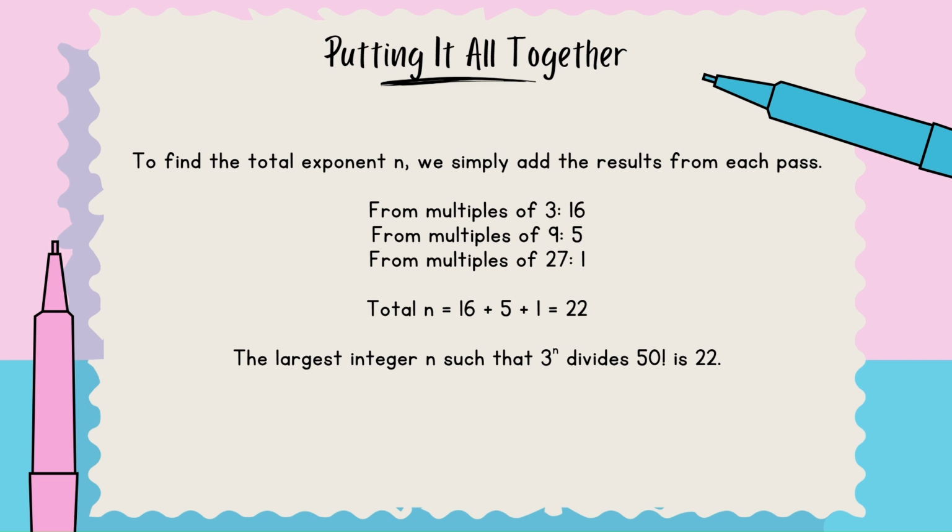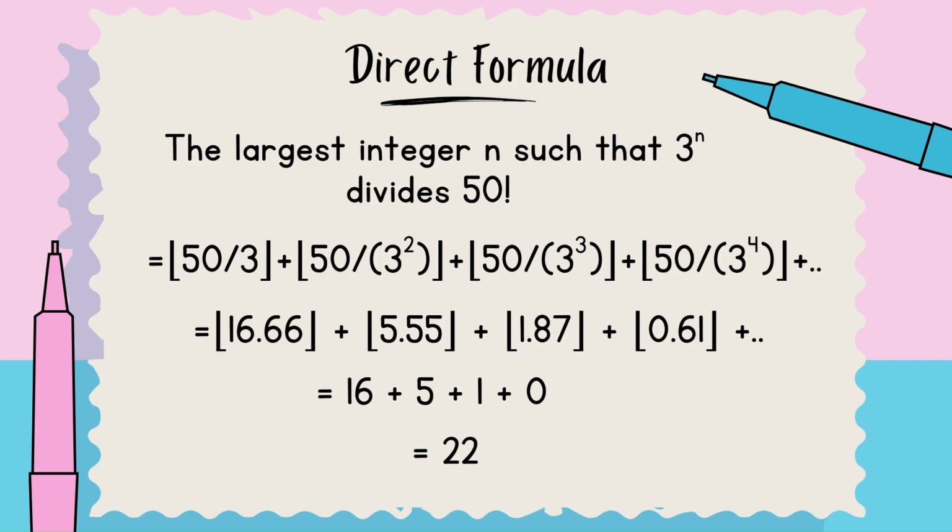To find the total exponent, we can simply add the results of each pass. For the multiples of 3, when we were grouping just by 3, there were 16 factors. When we were grouping by 3 multiplied by 3, that is 9, there are 5 groups. For multiples of 27, that is 3 to the power 3, or 3 multiplied by 3 multiplied by 3, that is 1. So in total we are finding 22 factors. So the largest integer n such that 3 to the power n divides 50 factorial is 22.